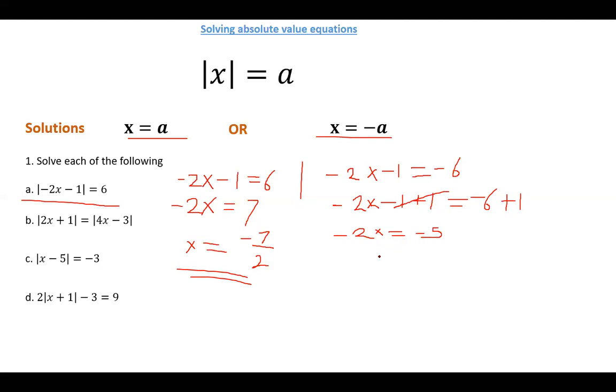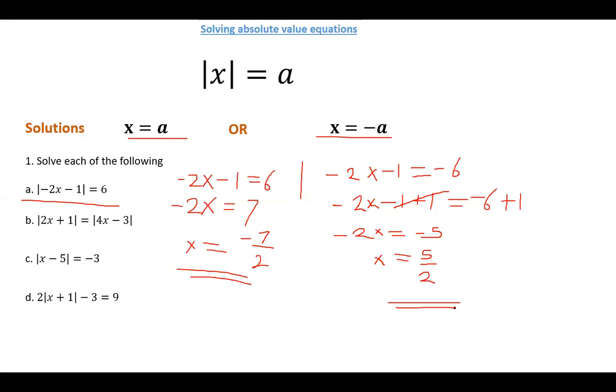So here you have x being equal to, when you divide by negative 2 on both sides, 5 over 2. You can try to put 5 over 2 there and see if it's going to give you positive 6. All right.